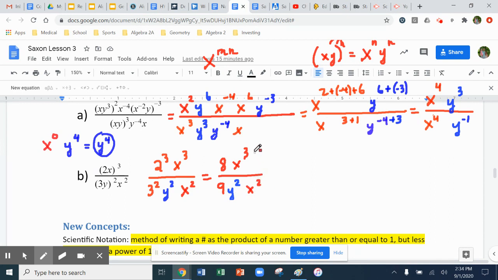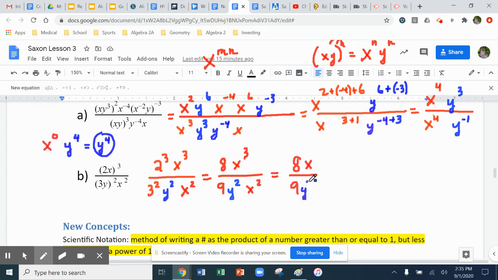But there is an x to the third over x squared. I can subtract those exponents. So when I do that, I do 3 minus 2, which gives me an x. So I'm going to have 8x. So 3 minus 2 is 1, x to the first, or x, same thing, 9. And then I still have my y to the second down in my denominator.